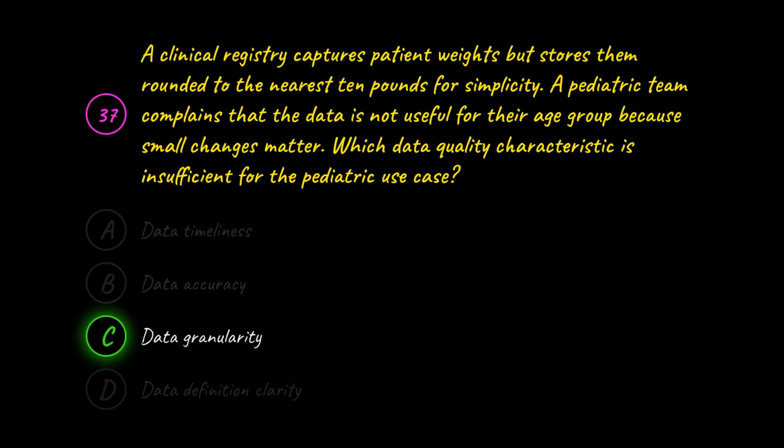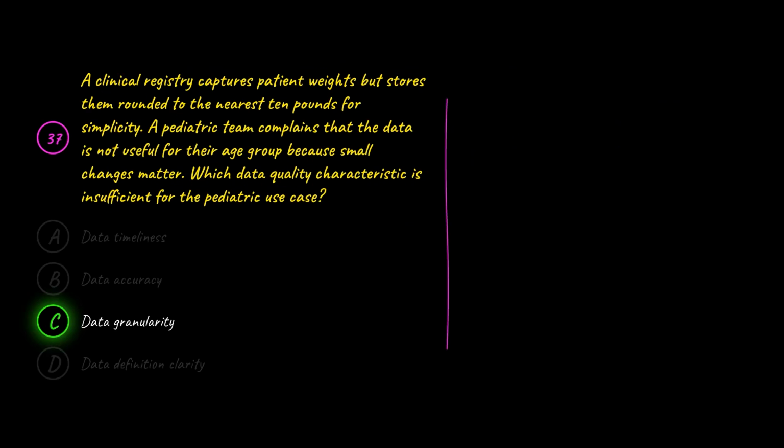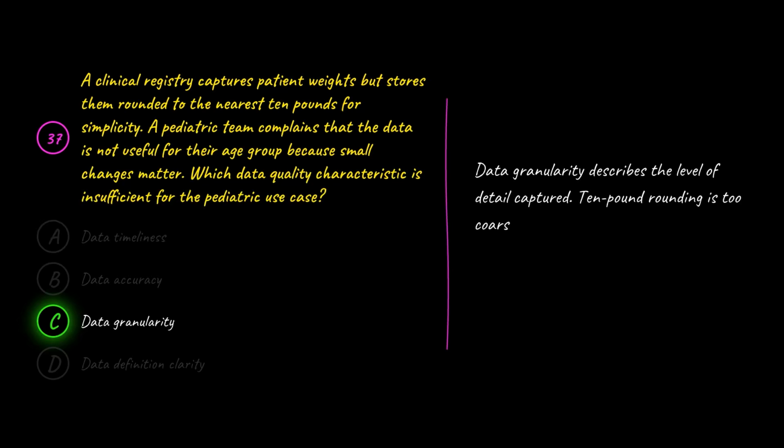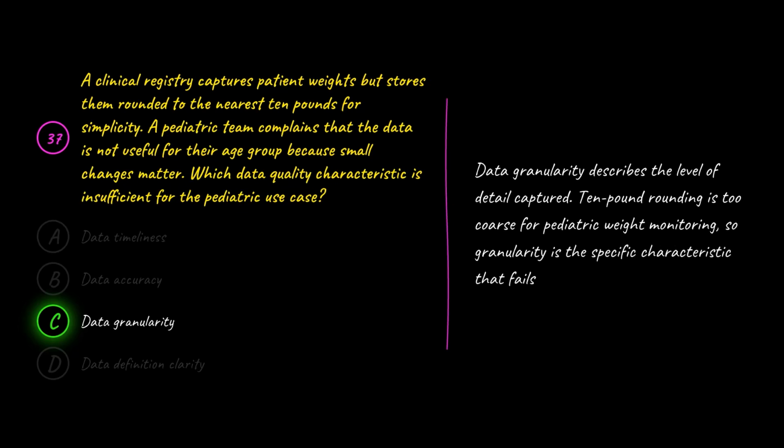The correct answer is C. Data granularity. C is correct because data granularity describes the level of detail captured. 10-pound rounding is too coarse for pediatric weight monitoring, so granularity is the specific characteristic that fails the clinical need.